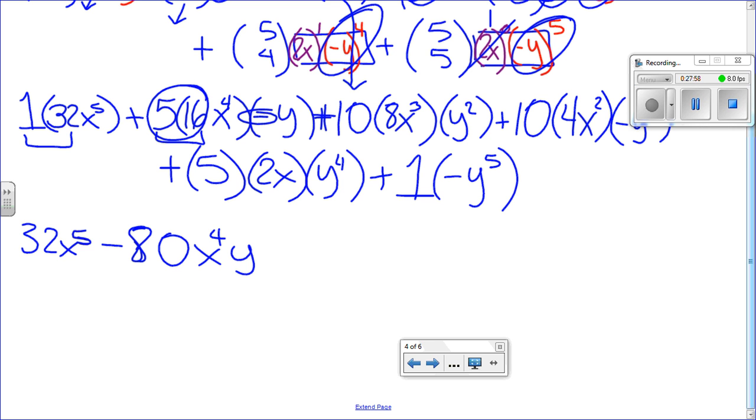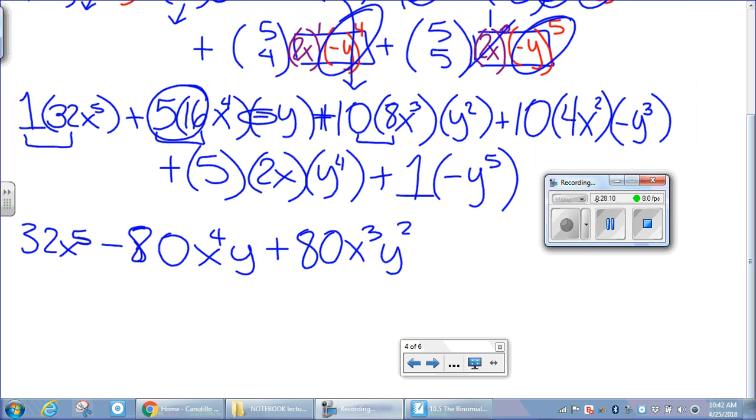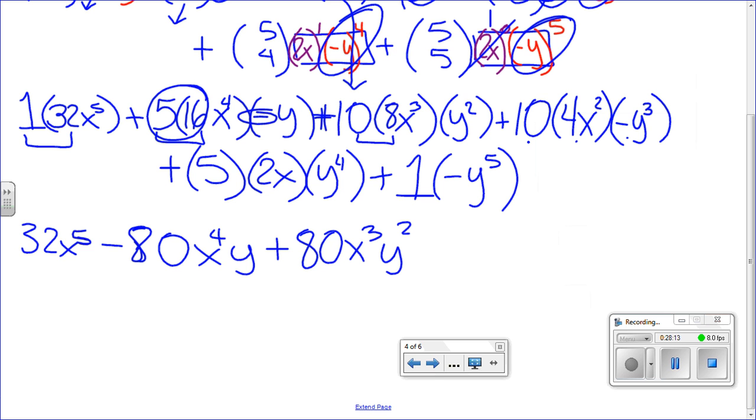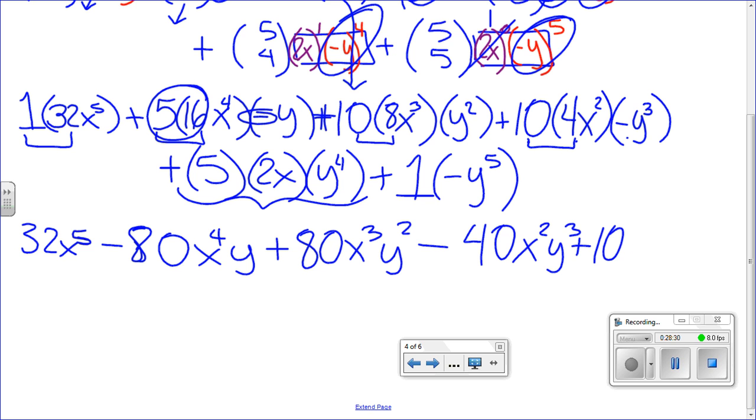And then here, let's look at the sign. So we have positive, positive, positive, so we know it's going to be positive. Now we just multiply 10 times 8. And then here, we have a positive, and then a negative. So our sign will be negative. Then we multiply 10 times 4, 40, and then we write the variables. Now the next one, is it going to be positive or negative from here? Positive. 5 times 2, 10, x, y to the 4th. And then the very last one is going to be negative y to the 5th.